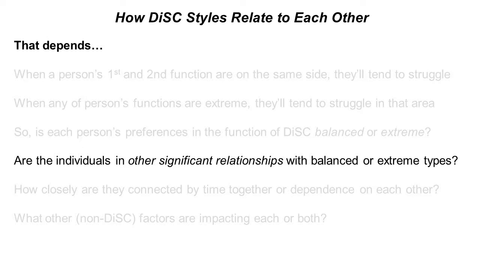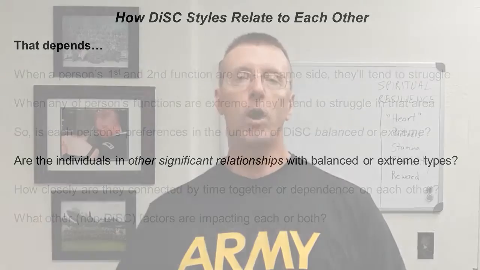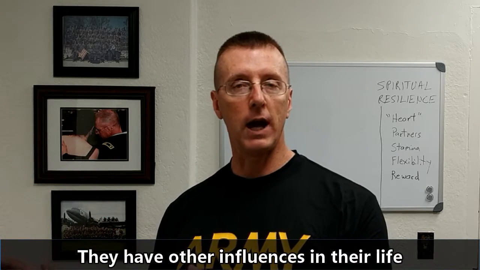Here's another question. Are the individuals in other significant relationships with balanced or extreme types? What I mean by that is this. Maybe you're trying to work on your work relationship and you're doing all that you can, but is your coworker's spouse extreme or balanced? Do they have another coworker who is extreme or balanced? Because even though you're working on your relationship with them, they have other influences in their life.